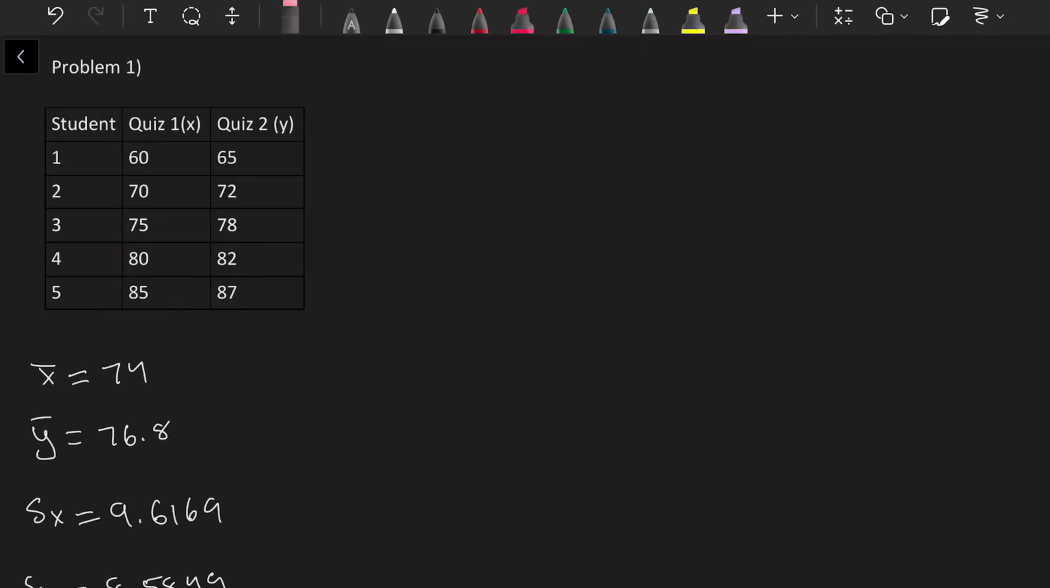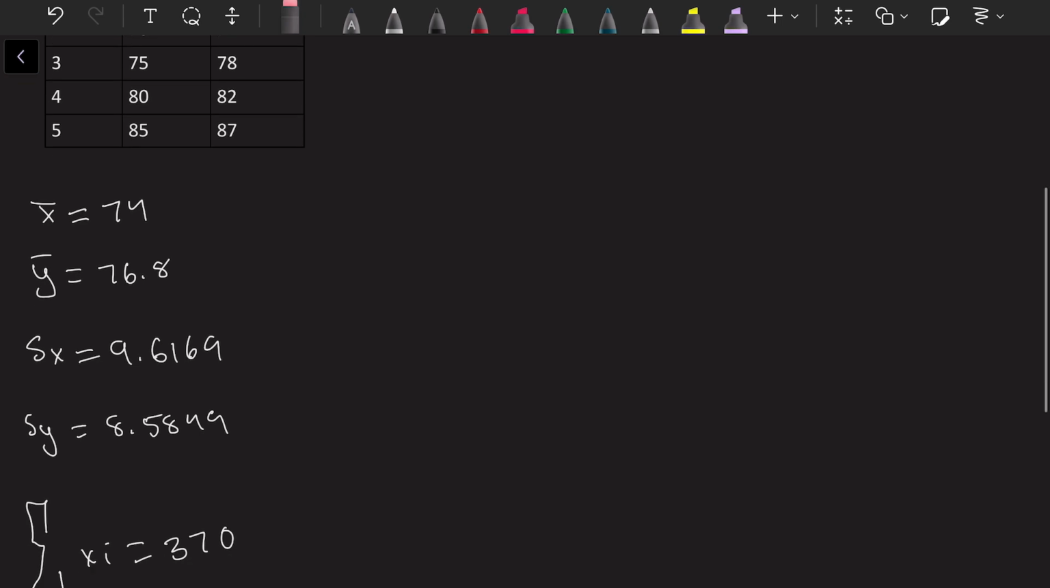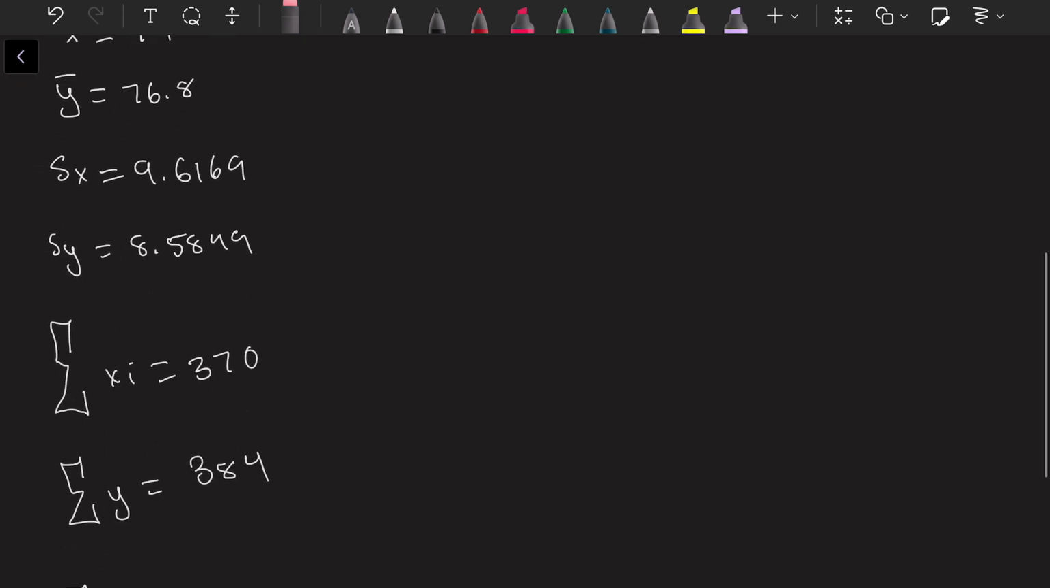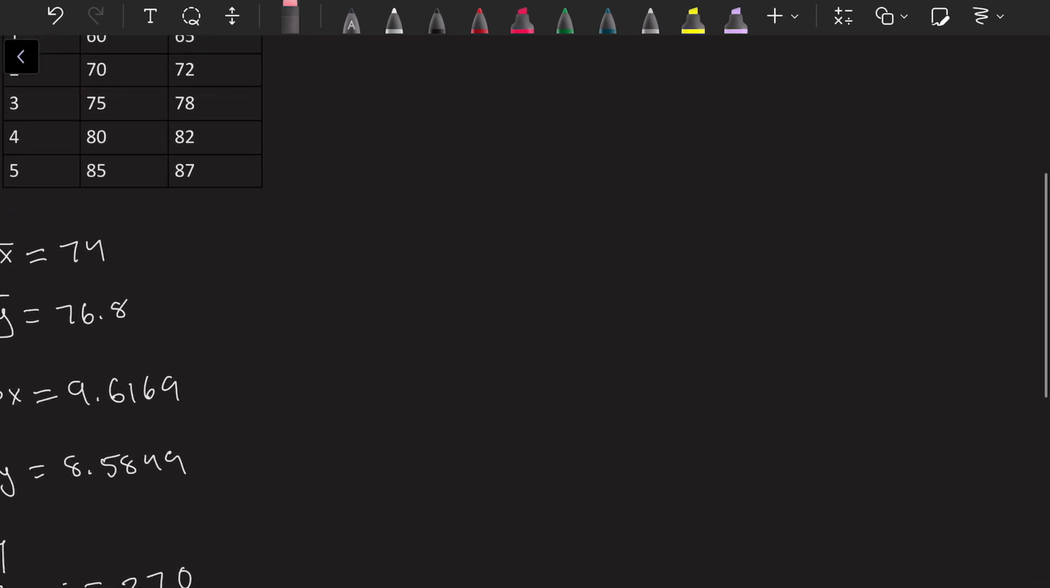For this problem, we're going to be trying to find the line of best fit and creating a scatter plot. So the first step is plugging all these numbers into your calculator and getting the mean, the median, the standard deviations for x and y, and then the sum of x and y. So the first step is finding SXY.